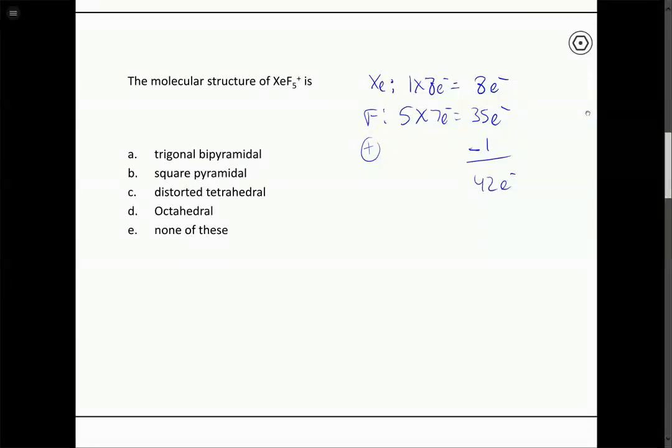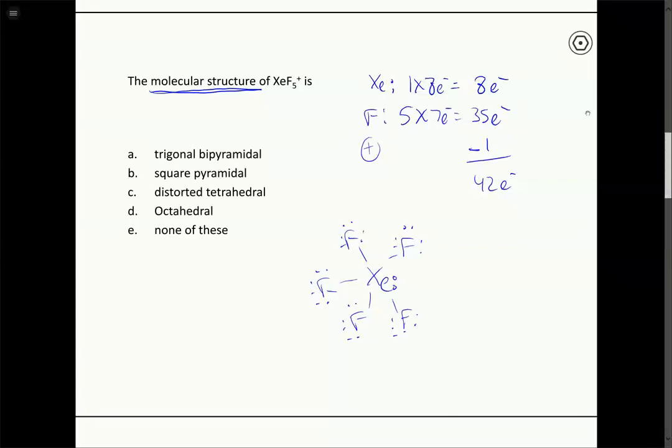So there's really no shortcut here. We have to draw the Lewis structure, because in order to give the molecular structure, we need to know not only how many atoms are bonded to the central atom, but also how many lone pairs there are. So when we draw this out for xenon pentafluoride cation, we start with 5 single bonds to our fluorides. We complete their octets with lone pairs. So that's going to be 5 octets, that's 40 of our electrons, so we still have 2 more that need to go on the central atom.